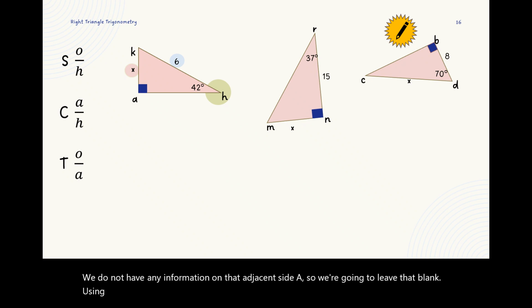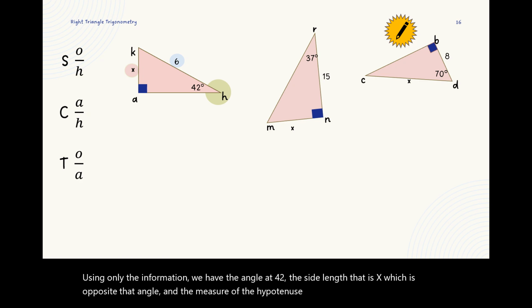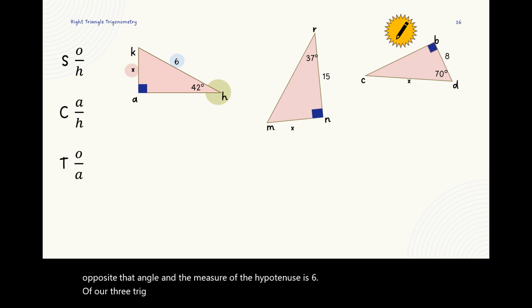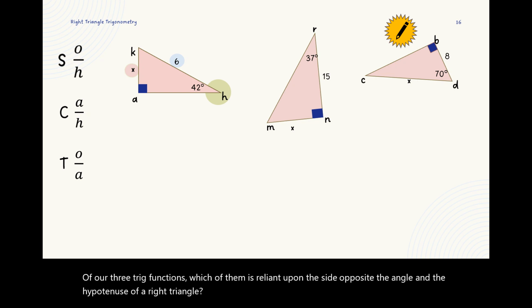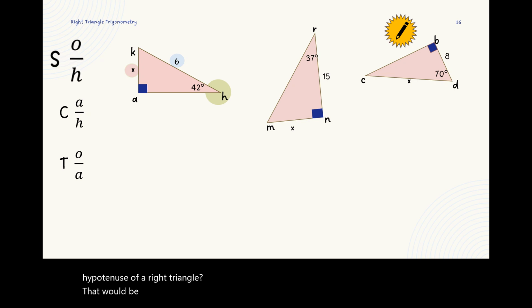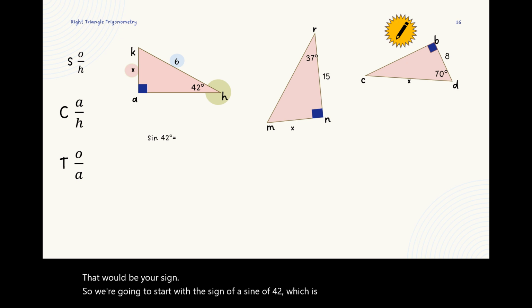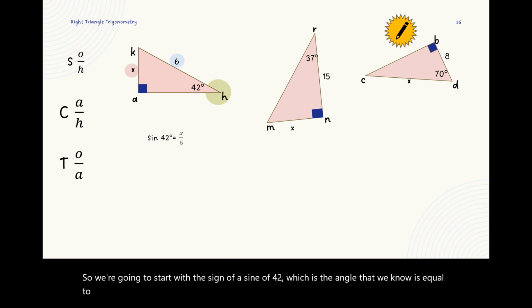Using only the information we have, the angle at 42, the side length x, which is opposite that angle, and the hypotenuse of 6: of our 3 trig functions, which of them is reliant upon the side opposite the angle and the hypotenuse of a right triangle? That would be your sine. So we're going to start with the sine of 42, which is the angle that we know, is equal to x over 6.